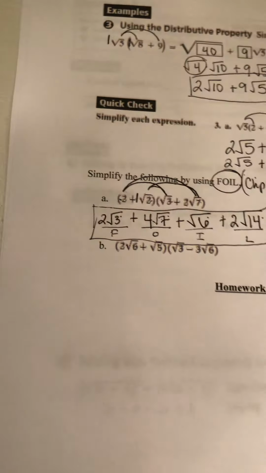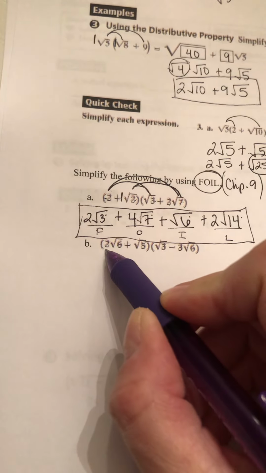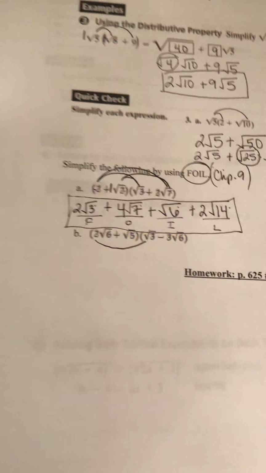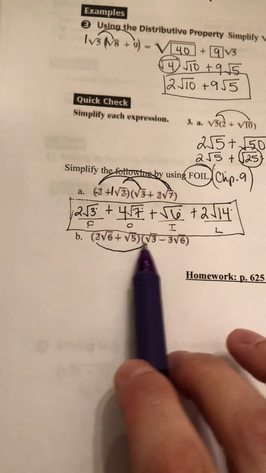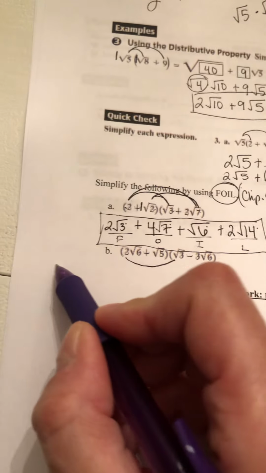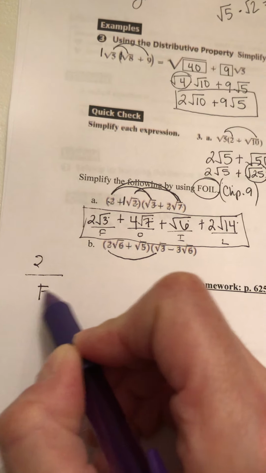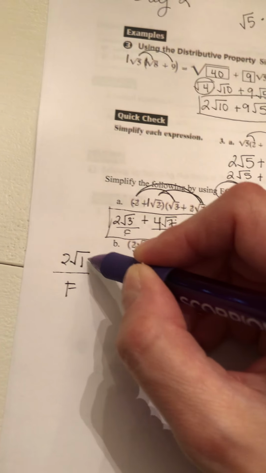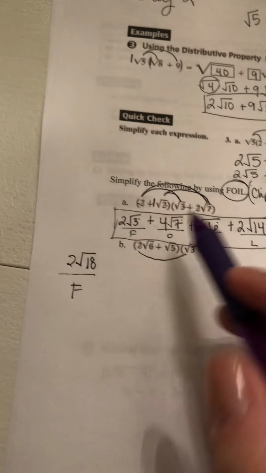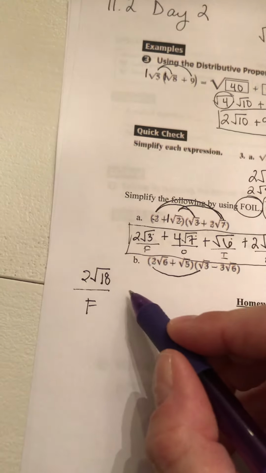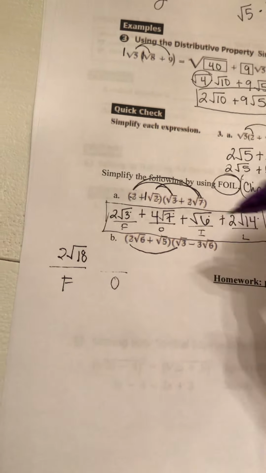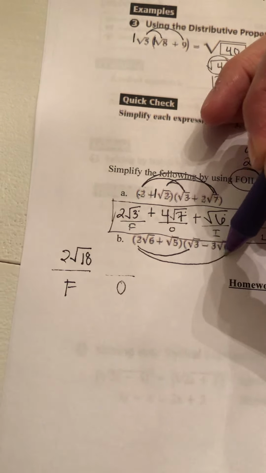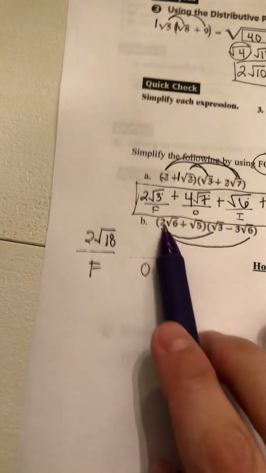All right, in this last example here, we have 2 square roots of 6 times 1 square root of 3. So imagine the 1 out in front, the 2 times the 1 would give you a 2. This is F in FOIL. And then root 6 times root 3 is going to be root 18. And we go outer terms. So 2 root 6 times negative 3 square roots of 6. So a positive times a negative will be a negative.